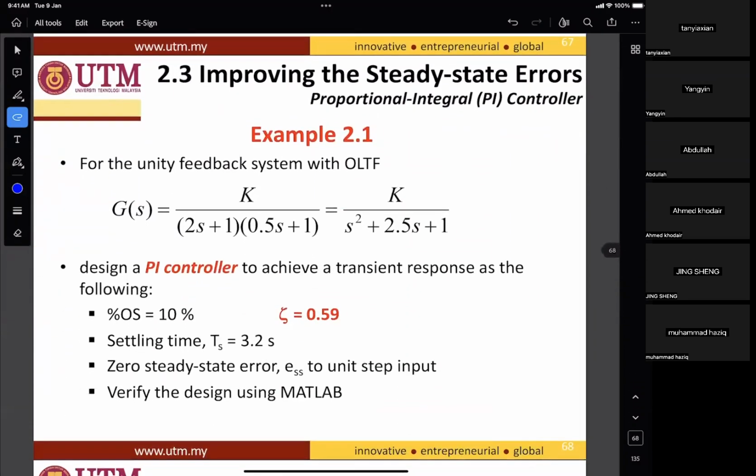The second example is shown here, where you have an open loop transfer function that is a second order system. First of all, the system type is 0, type 0.